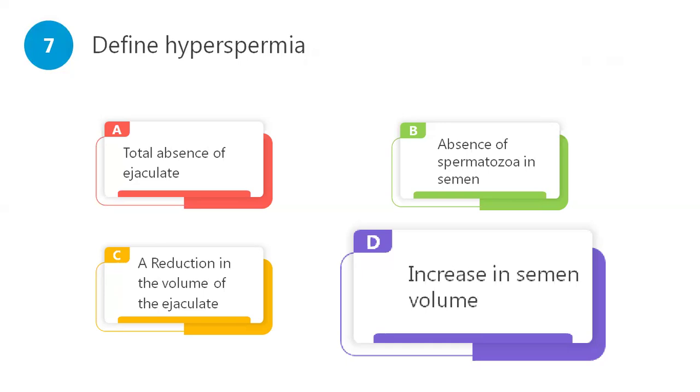High semen volume may be due to active exudation in cases of inflammatory lesions of accessory organs. And in case of infertility also, there is a slight excess in the semen volume. Remember one point, the volume of the semen doesn't vary with the period of abstinence. Total absence of ejaculate is called anejaculation, absence of spermatozoa in semen is called aspermia, and reduction in the volume is called hypospermia, that is less than 1.5 ml.